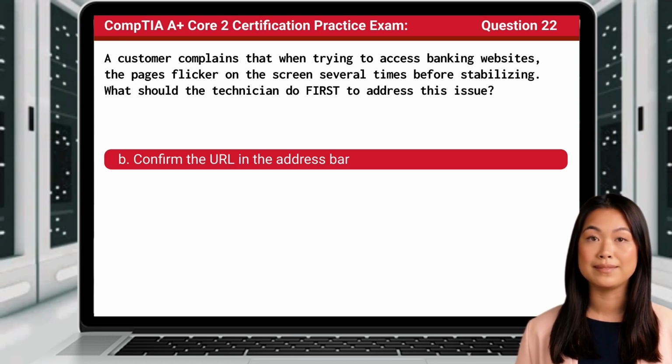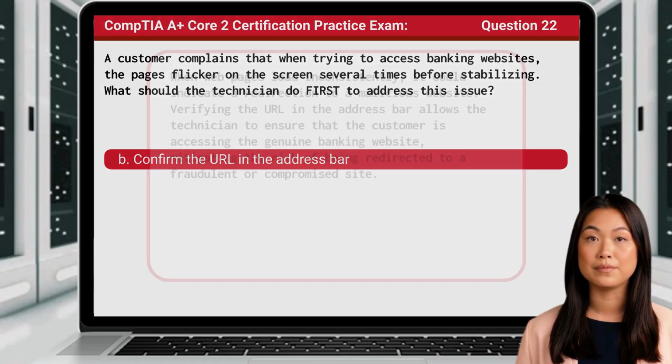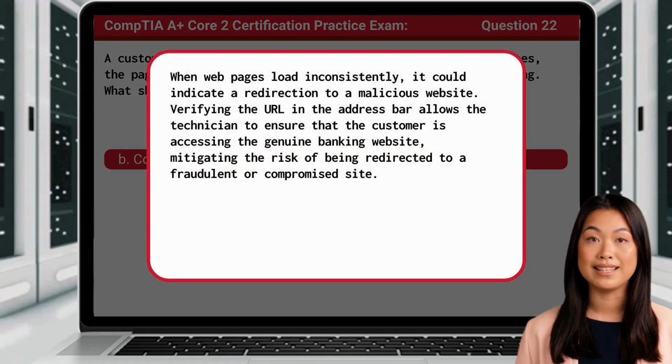The answer is B. Confirm the URL in the address bar. When web pages load inconsistently, it could indicate a redirection to a malicious website. Verifying the URL in the address bar allows the technician to ensure that the customer is accessing the genuine banking website, mitigating the risk of being redirected to a fraudulent or compromised site.